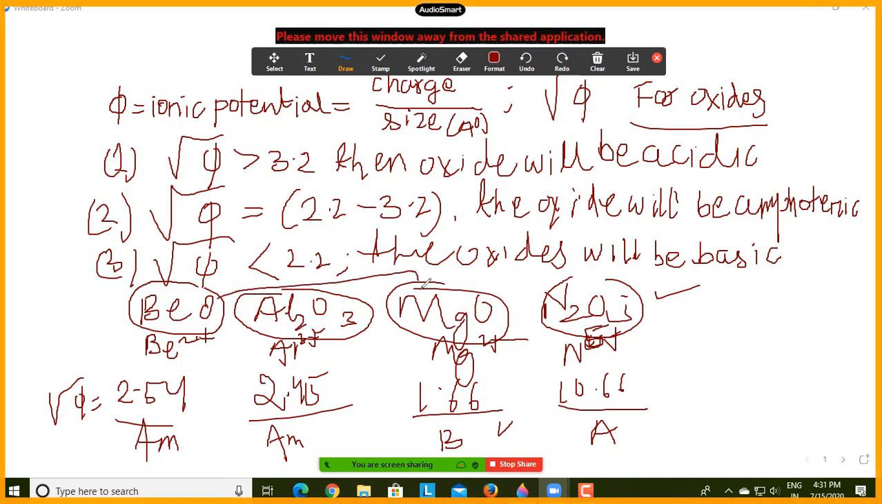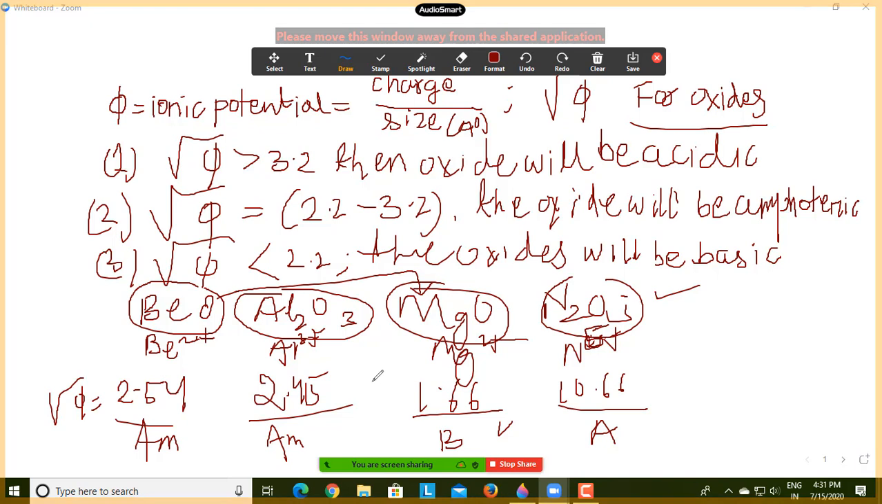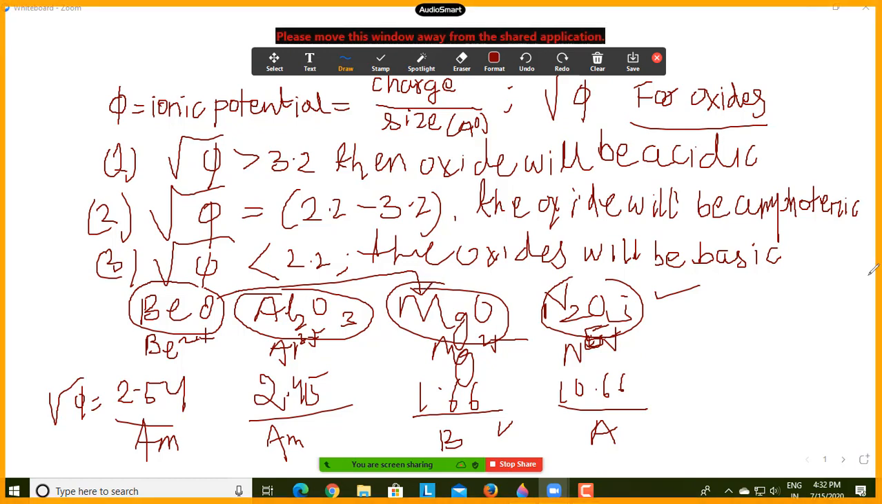This is only the final. Relative order we can predict. Based on the concept, we can predict the relative order, but exactly which is acidic, which is basic, which is amphoteric, that we cannot predict. Relatively, which is stronger, which is weaker, we can predict. But final is this value. If this value is coming in between this, then we can tell which is amphoteric, which is acidic, which is basic. Is that clear?